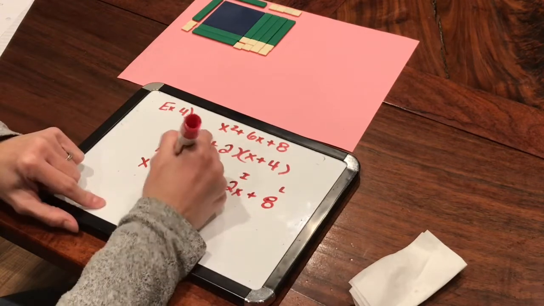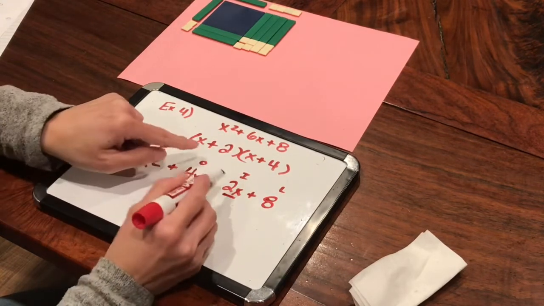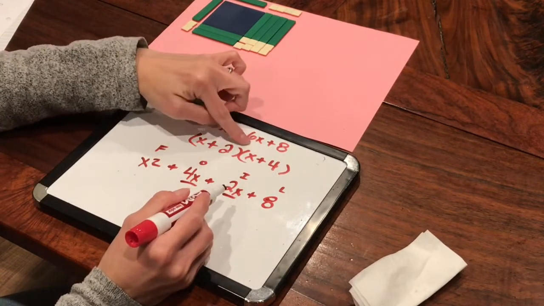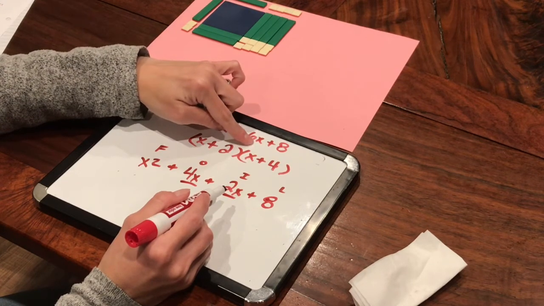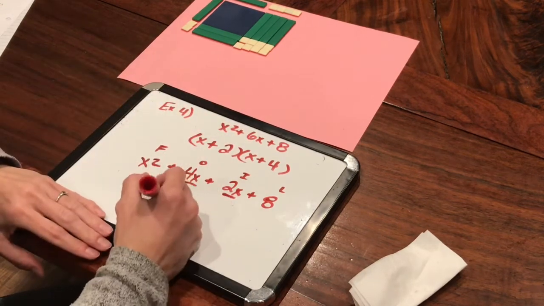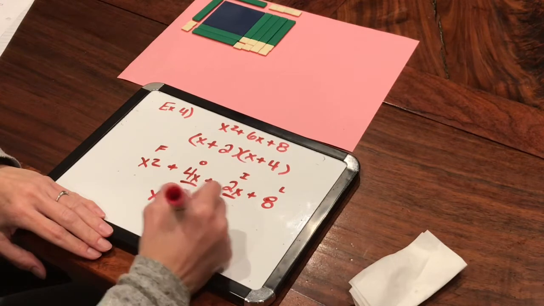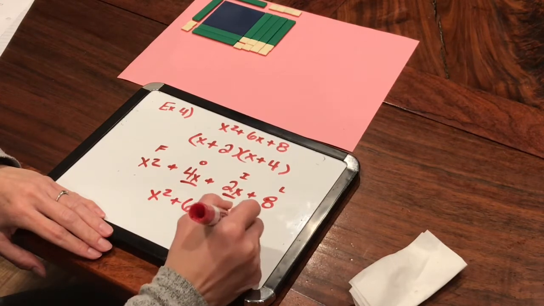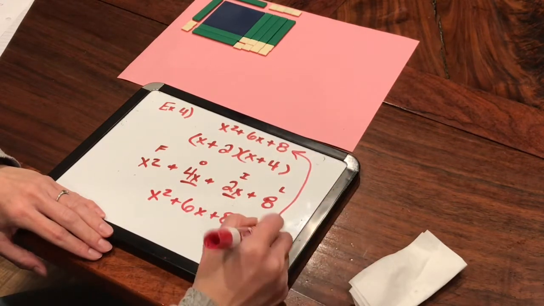We add them all up. These two are our outside and inside. Remember, I kept saying this was my OI term, or my outside and inside, because these two add up together. So x squared plus 6x plus 8, and that is what we started with, so we factored it correctly.